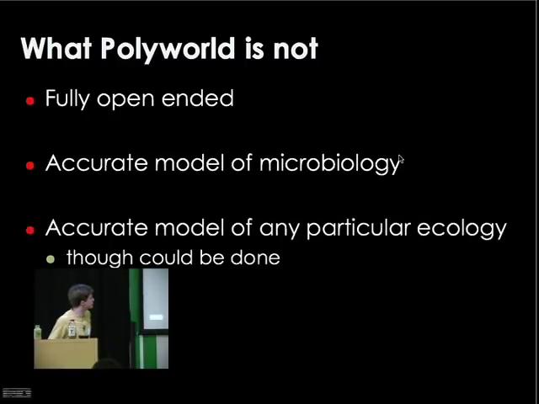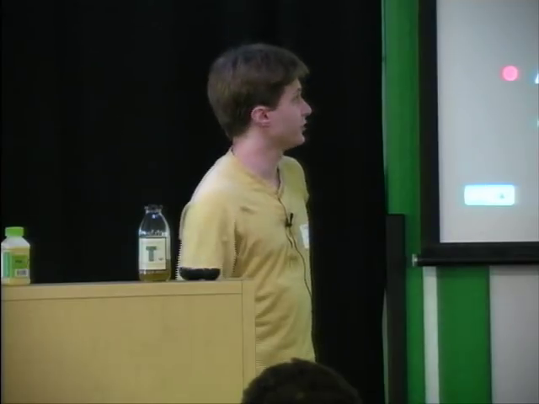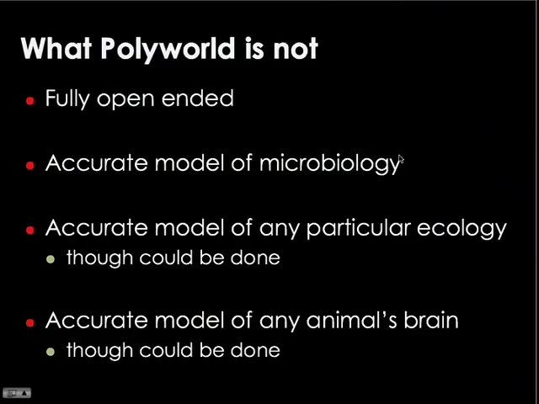Now, what Polyworld is not. Polyworld is not fully open-ended. It's pretty much just designed to be a flat world where critters interact. It's not really an accurate model of really anything, but it could be done. There's no real problem with it. The only reason we haven't made an accurate model of especially anything is because it's computationally expensive, and we don't believe it's especially important. So right now we're just using simple summing and squashing neurons. If you wanted to, you could render it all the way down to the actual biochemistry if you're into that kind of thing. I'm personally not, but you know you could. And if you're into ecology, you can do that too.